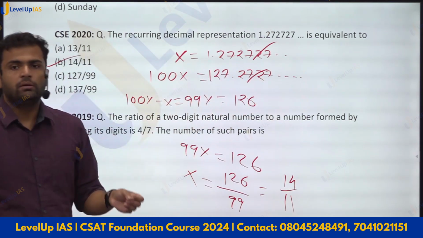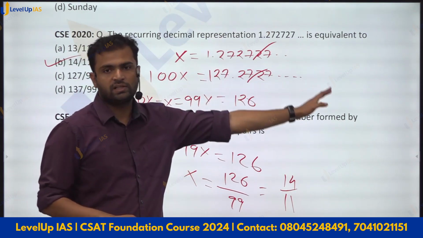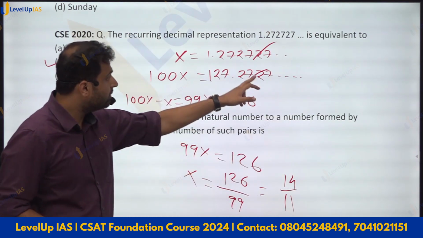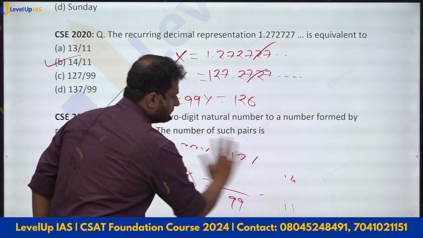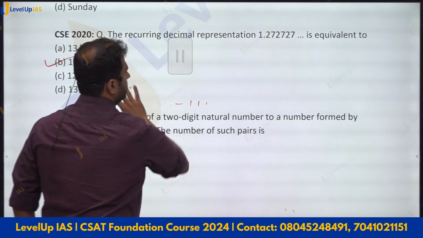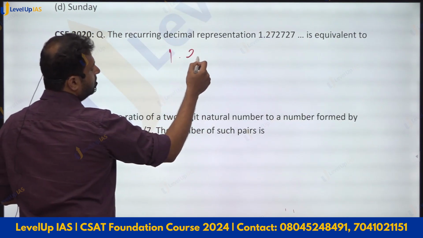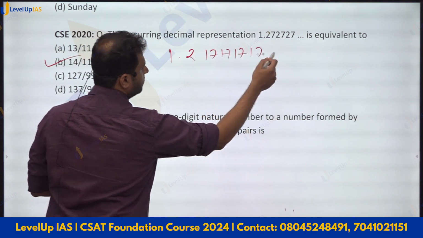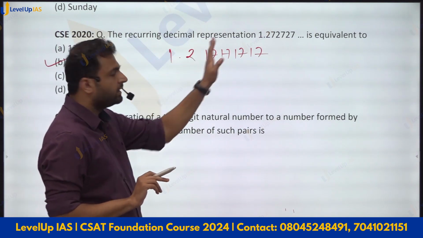So this was an easier question. So let me just extend this particular question a little bit for your benefit. So if we have something like this, like 1.2, and then we have 1717 1717. Now you can't just multiply by 100 here or 10 here and get the same repetition, because here it is 2.